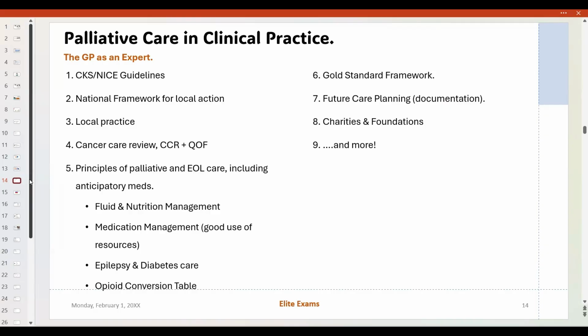Dementia, there is Dementia UK. There is which other one? COPD UK, or any other conditions. Heart failure, there is BHF, where patients can go and read resources to understand their diagnosis or what to expect. And there are so many things out there.